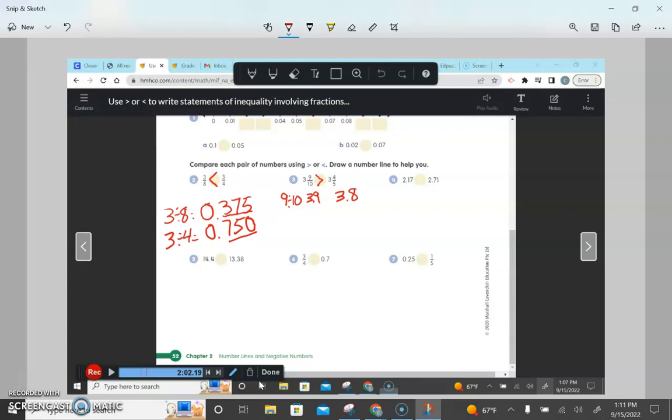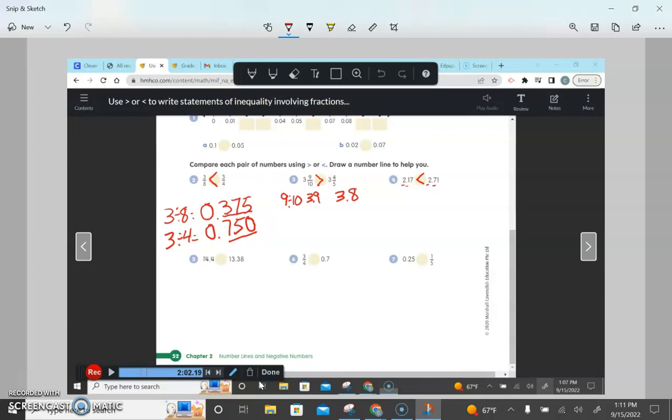Now decimal to decimal, not too difficult here. We have 2 and 1700ths compared to 2 and 7100ths. So we can see the 2's are equal. Start at the 1's place. Those are equal. So now we go to the 10th place. So that's a 1 and that's a 7. We know 7 is greater than 1. So 2 and 71 hundredths would be greater than 2 and 17 hundredths.